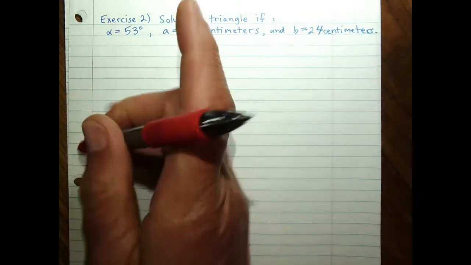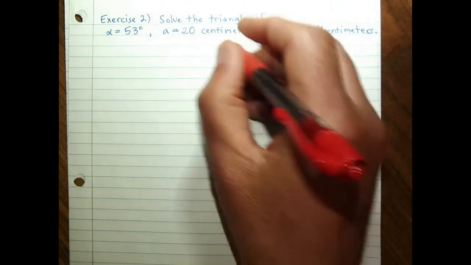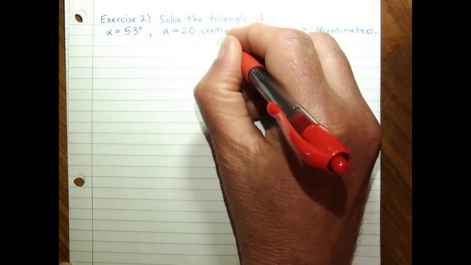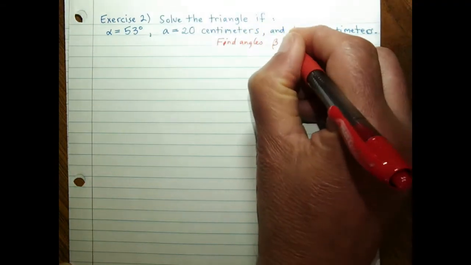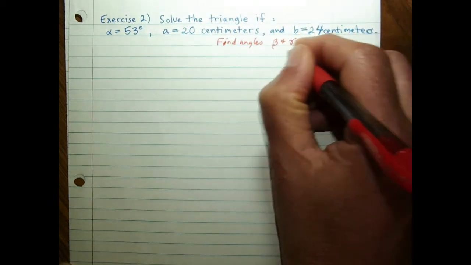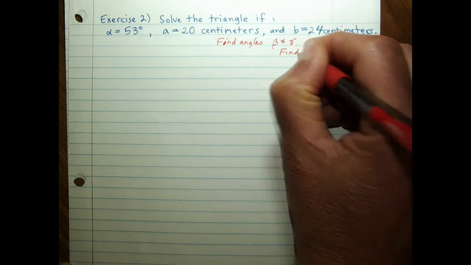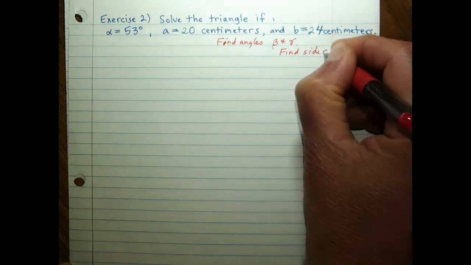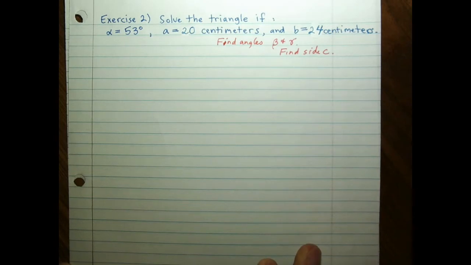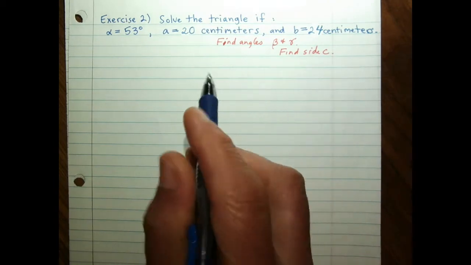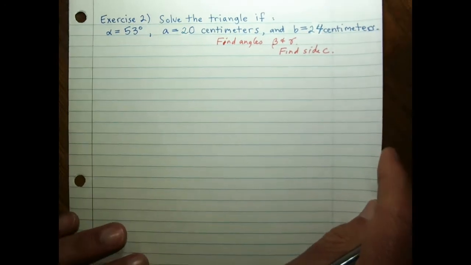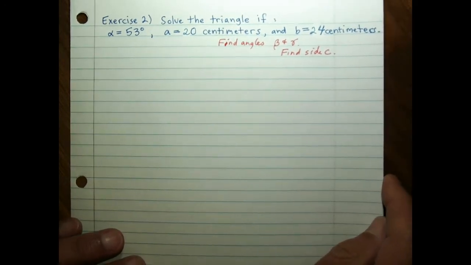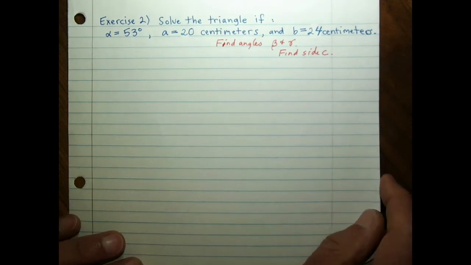So here we're given one angle and two sides, so we have to find angles beta and gamma, and we also have to find side C. We've got one side, so here we've got two angles to find and one side. So I don't see a super easy way to start here because we can only use the fact that the angles add up to 180 when we know 2 out of 3. Here we only know 1.